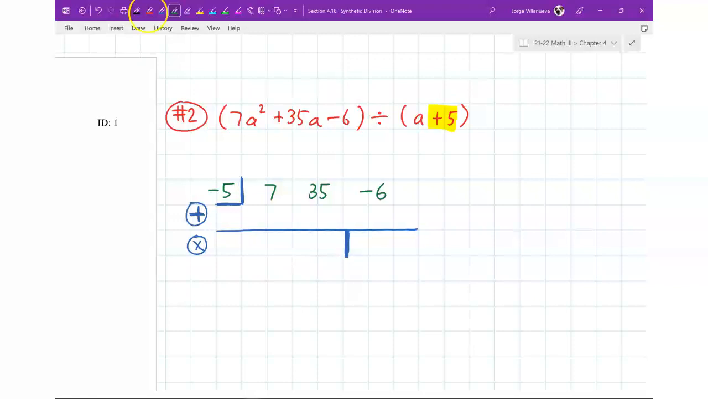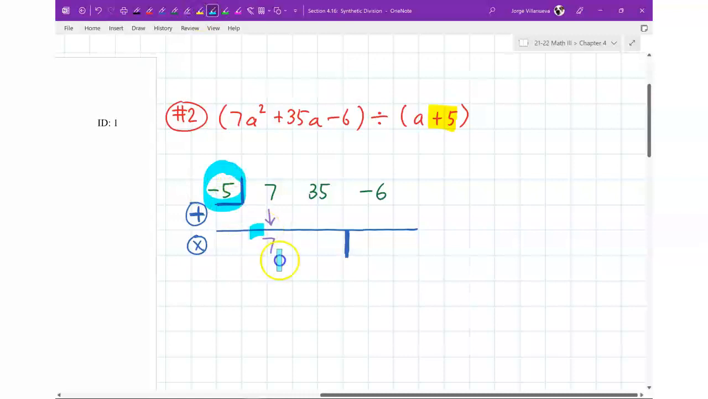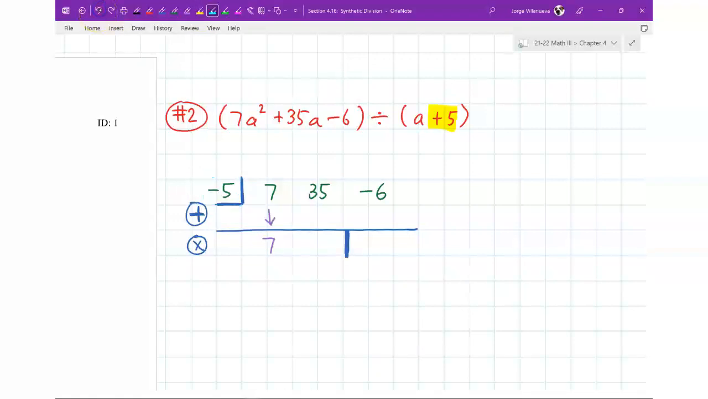So, all right, what do I do in order to do this process? Well, you drop the 7. The very first number gets dropped. And then, you see how I put plus and times on the left side? Any number on the bottom gets multiplied by the number in the half box. So in other words, these two numbers, this one and this one, are going to get multiplied. So negative 5 times 7 is negative 35. And I'm going to put that right there.